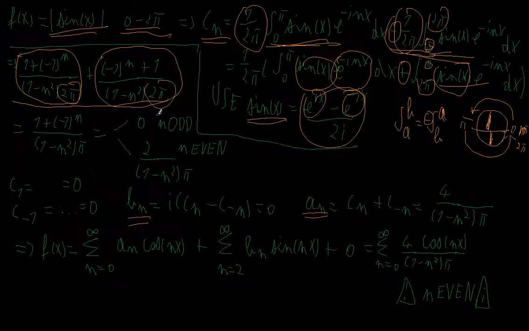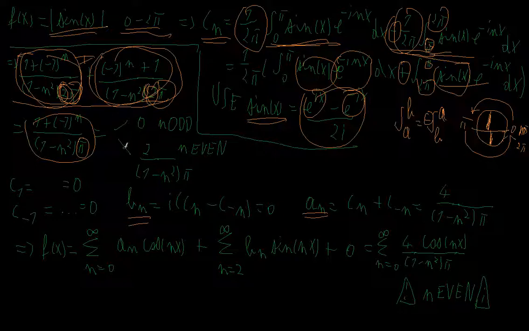Then we can combine both, and we get the same thing, but now we only have pi in the denominator and not 2 pi, because this is 2 times the same thing, so we can add both of them, and the 2 cancels with the 2 in the denominator. We're left with 1 plus minus 1 to the nth power over 1 minus n squared times pi. And so this whole thing is 0 if n is odd.